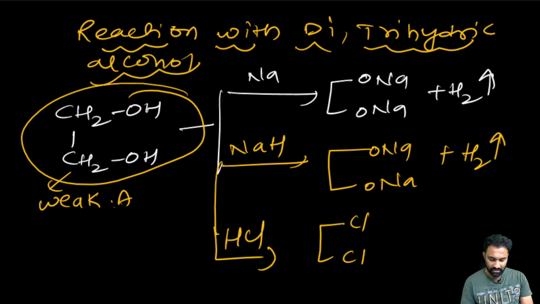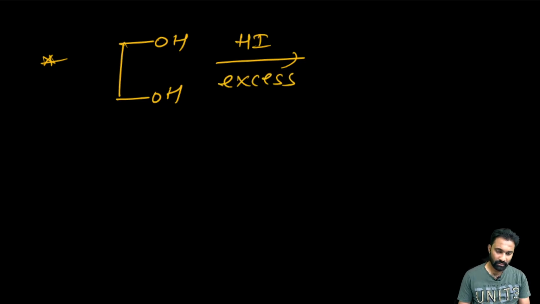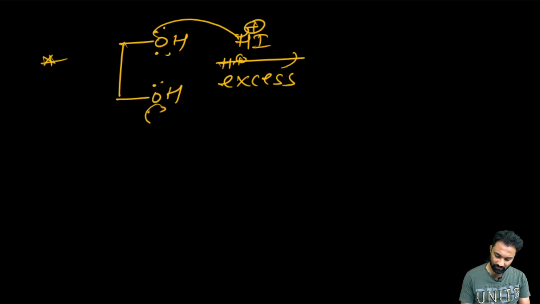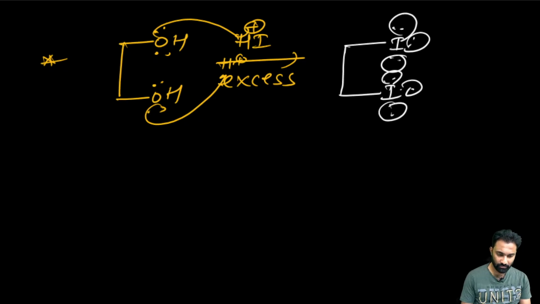Suppose ethylene glycol and excess HI are given, what product will we get? This is ethylene glycol and excess HI. Now, when excess HI is given, the oxygens will attack the H plus, which is present in plenty in the solution, so it will give the iodides. Then, due to the bulkiness of this iodide, it is unstable. Due to that instability, its bond will be broken.